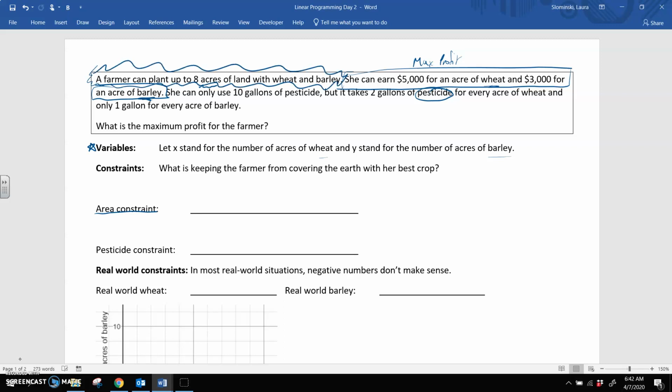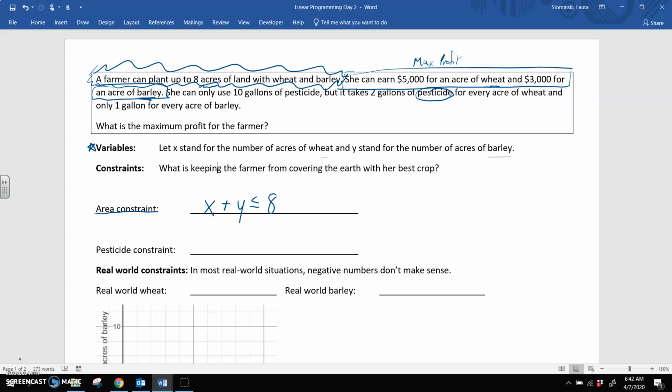Now this is sometimes one of the harder ones for students to write because all it says is the farmer can plant up to 8 acres of land with wheat and barley, which means the total amount of wheat and barley together is x plus y. So I don't have anything attached to the x and y, it's just x plus y, but if it's up to 8 acres, that means this must be less than or equal to 8.